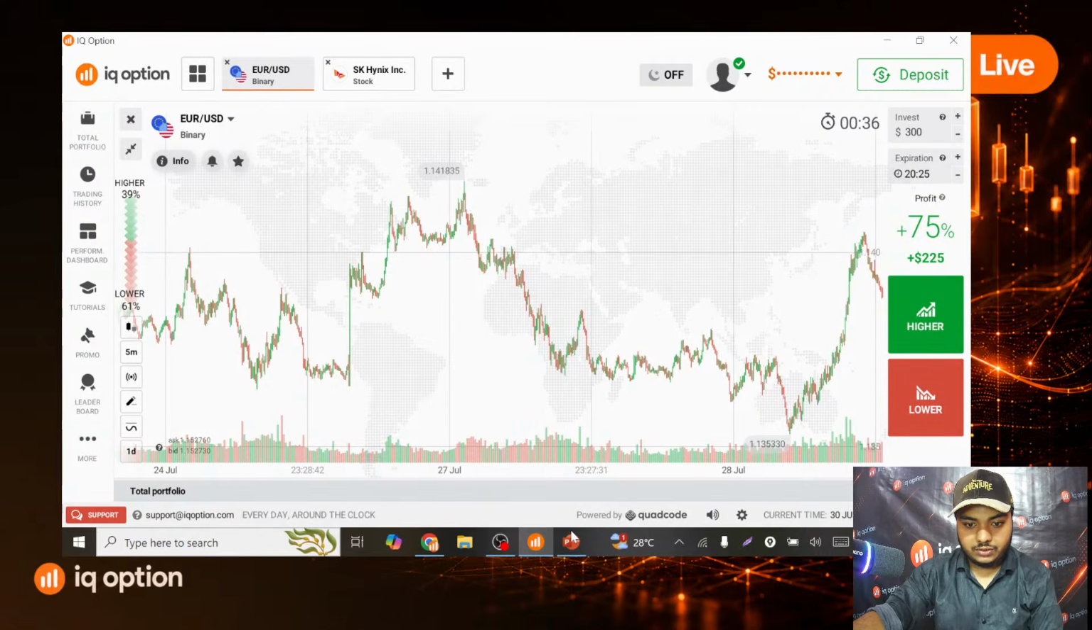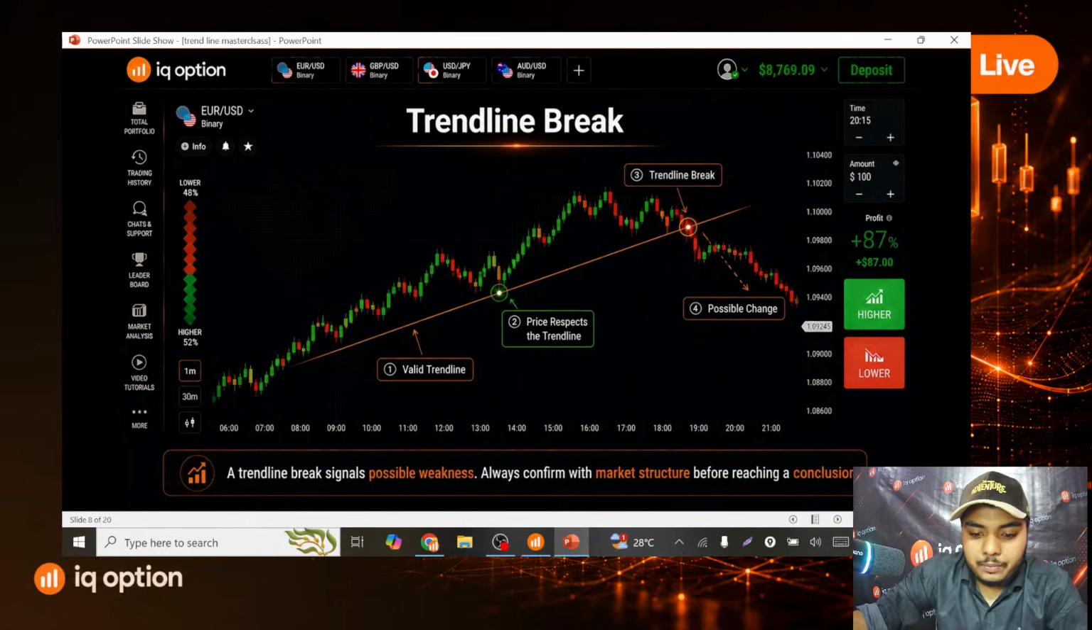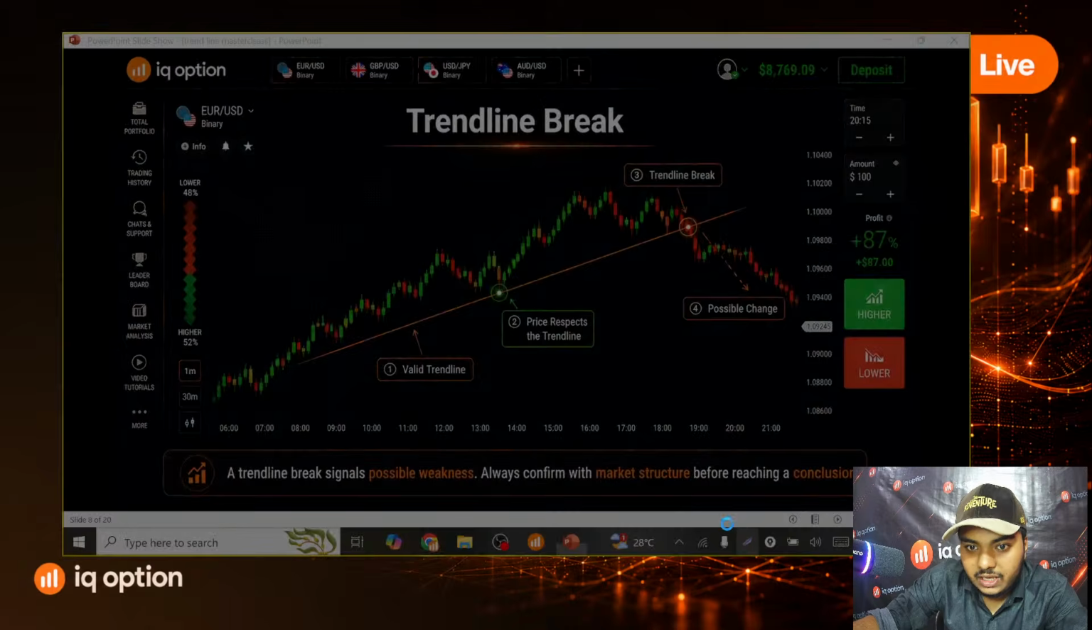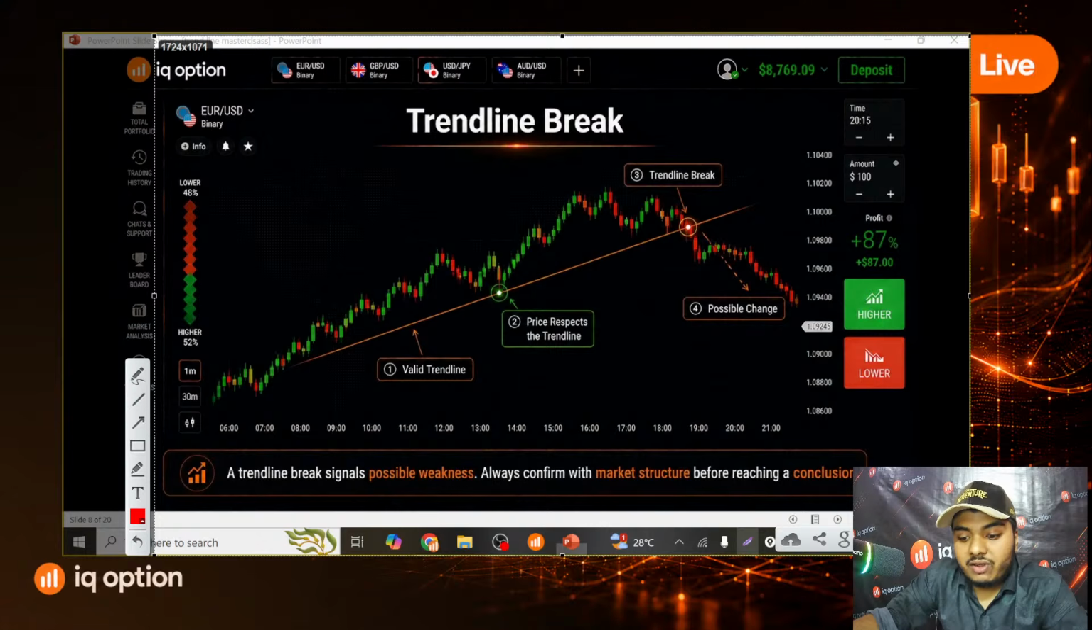Okay, let's move to the next topic, which is our trend line break. Now let's look at the opposite situation, guys. As we can see on the chart, the price has been respecting the trend lines sometimes, but eventually the market breaks the trend line. A trend line break tells us that the current trend may be losing strength, maybe not.